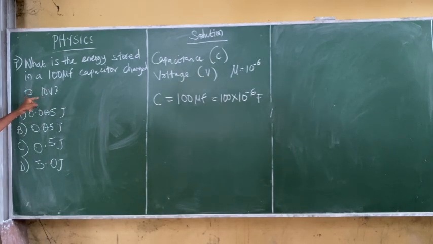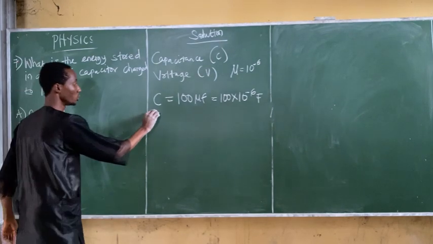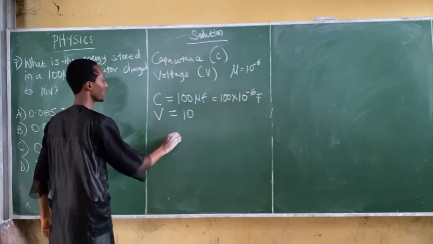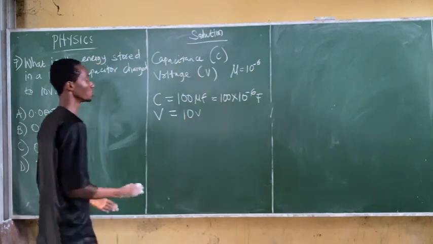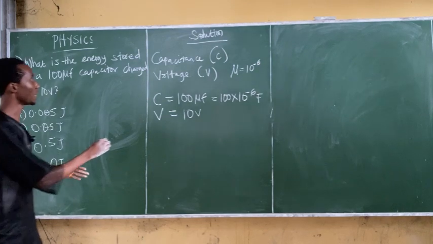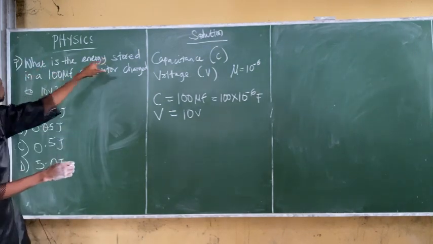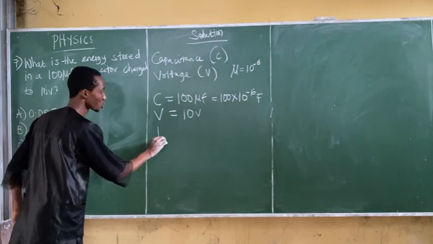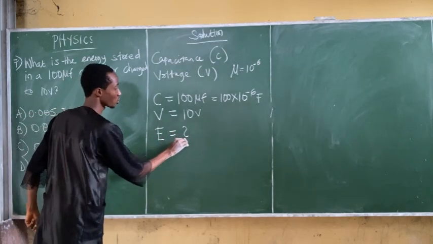It is charged to 10 volts. So we have voltage to be 10 volts. Now, they say we should find the energy stored in the capacitor. So the energy stored in the capacitor is unknown.